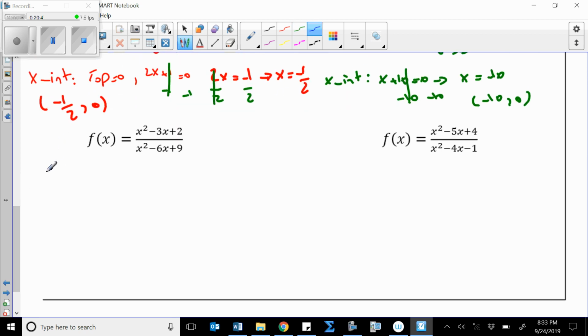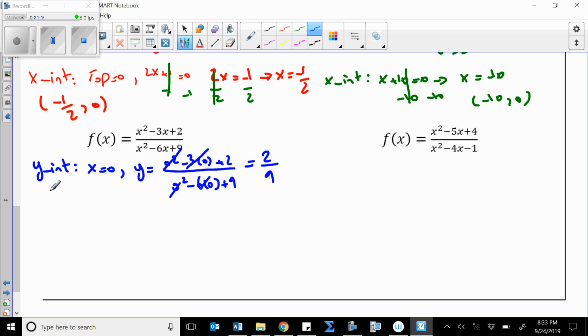The next function, again we want to find the y-intercept first. X equal to 0. So you plug 0 into your function. It will be 0 squared minus 3 times 0 plus 2 over 0 squared minus 6 times 0 plus 9. So all these will be 0 because 0 times 3 is 0, 0 squared is also 0, so you only have 2 over 9. So your y-intercept is 0 and 2 over 9.